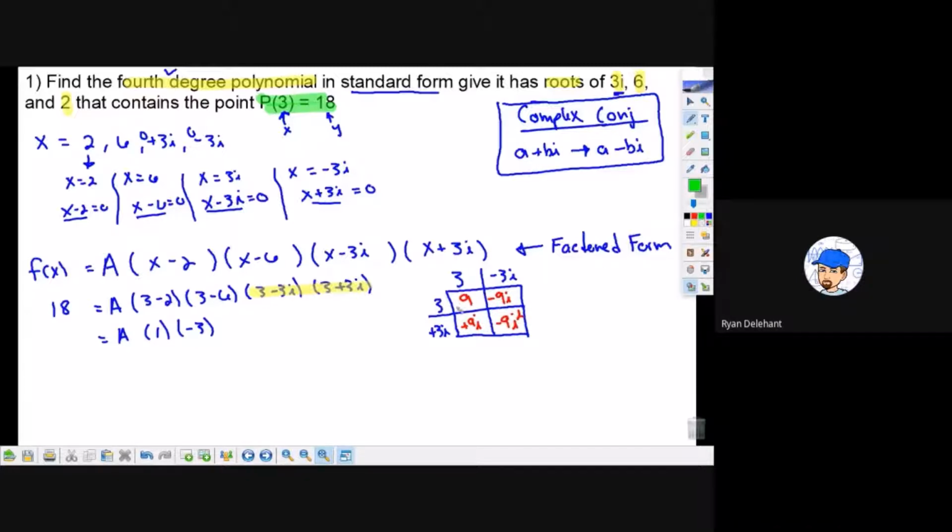And what we see here, this middle column cancels out. And that always happens with conjugates. These two will cancel each other out. So we're left with 9 minus 9i squared. But I don't need the i anymore because now it's squared. Anybody remember what i squared equals? Negative 1. So this is negative 9 times negative 1. This is really 9 plus 9. So all of this turns into the number 18.